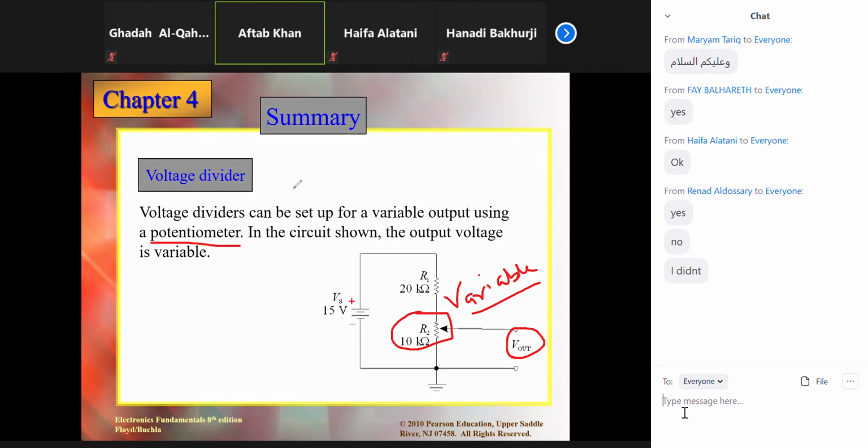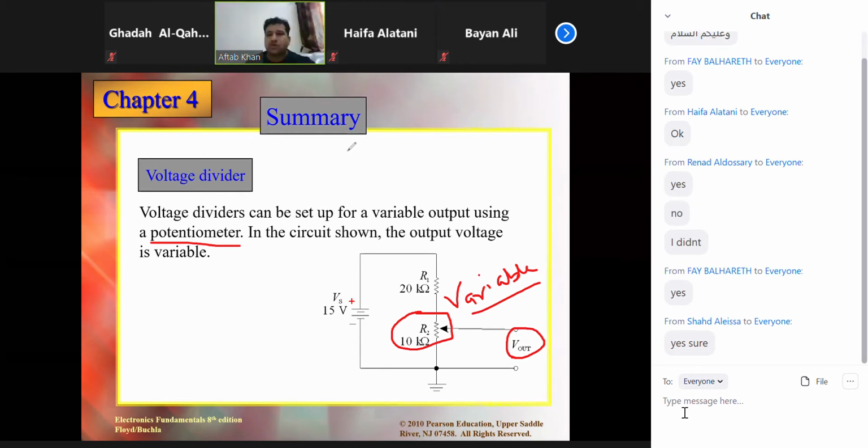I have a variable resistor with me. Do you want to see this? I have it with me. I can show it to you. So, all right. I need to turn on the video. Just a minute. Where is the video? Okay. So, see here.